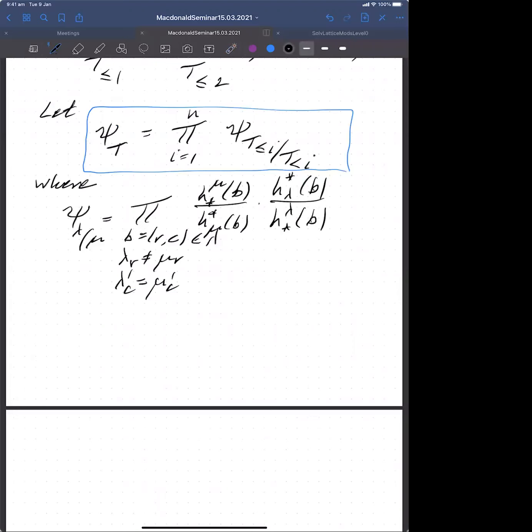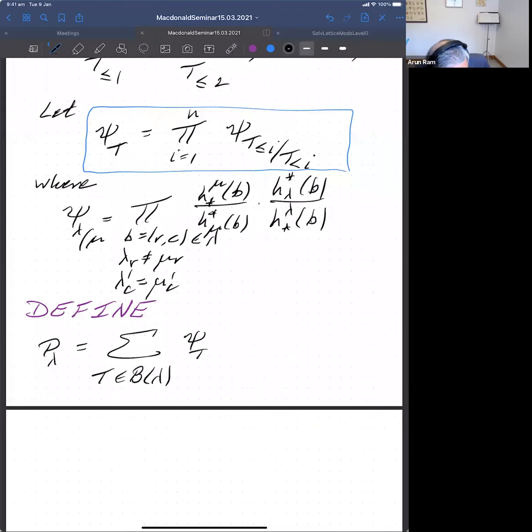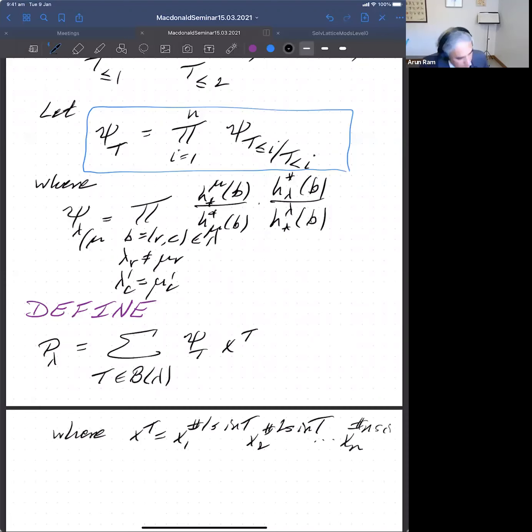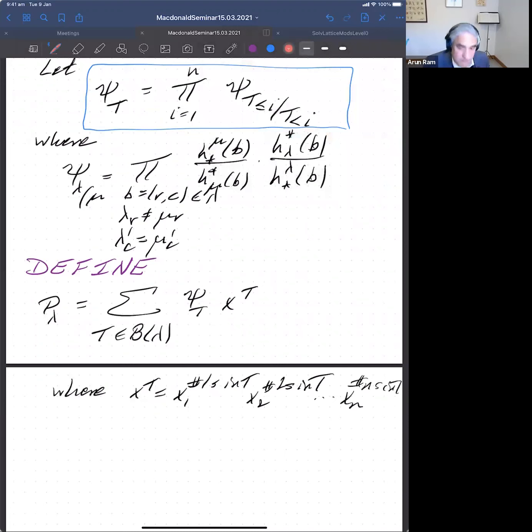So now we could make a wonderful definition. We could just forget all of our previous theory, and we could define the Macdonald polynomial to be the sum over all the horizontal strip tableaux of this constant that we have just defined, psi t, times the monomial x^t, where x^t means x1 to the number of 1s in t, x2 to the number of 2s in t, and so on, xn to the number of n's in t. So now you have a purely combinatorial definition of this.